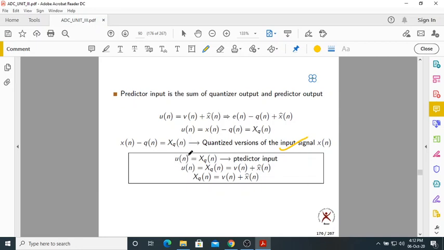So U of n is nothing but, please be careful, U of n is nothing but equal to what? X q of n. Try to write everything on a piece of paper so that you will get clarity. So U of n equal to x q of n, that is the predictor input. But what is x q of n equal to? V of n plus x cap of n.